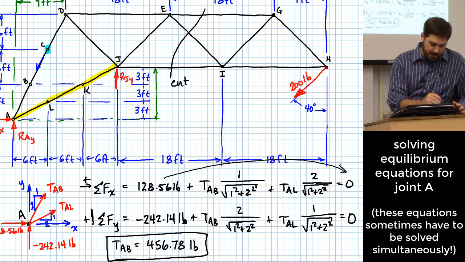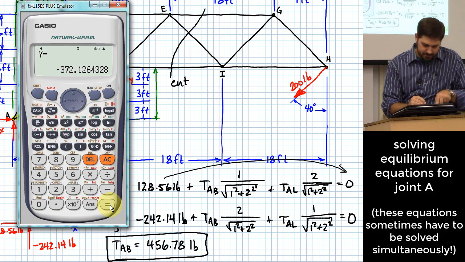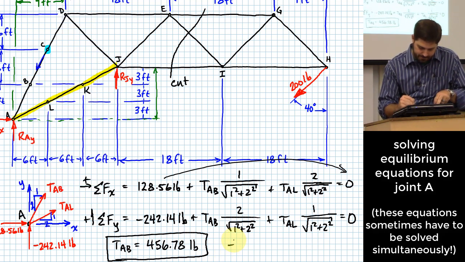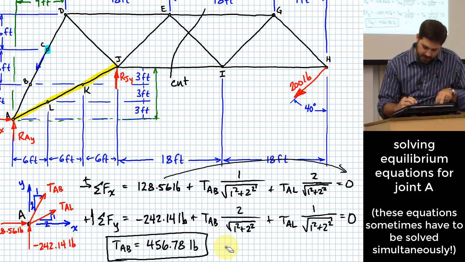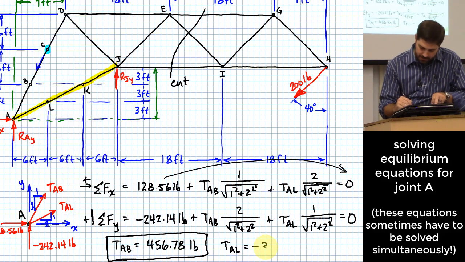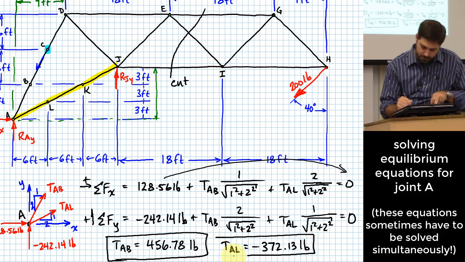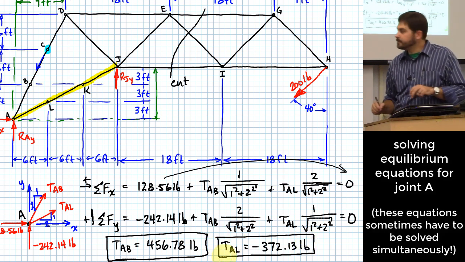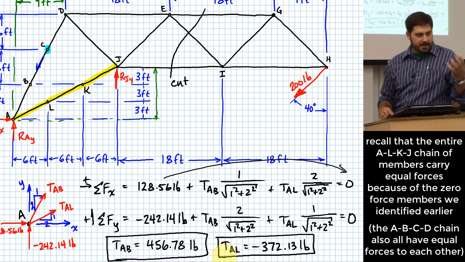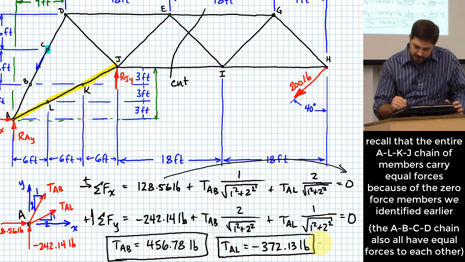Okay. And what's my other one? Negative 372.13. Okay. So this would be TAL. Negative 372.13. And by our logic we just did by thinking about these zero force members, this is also equal to TJK.